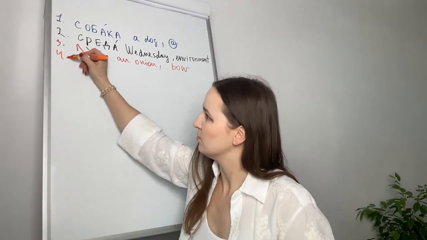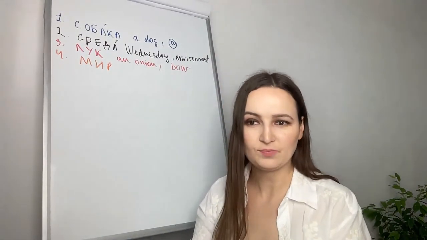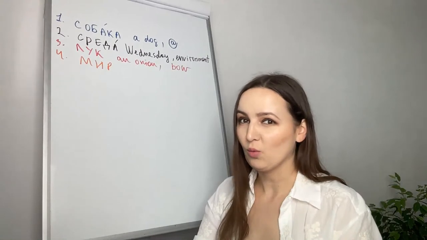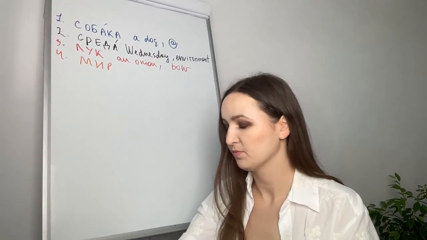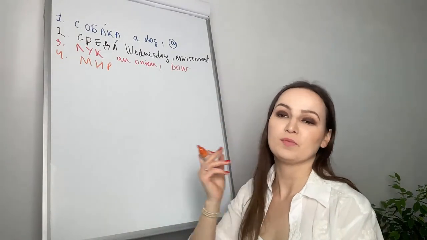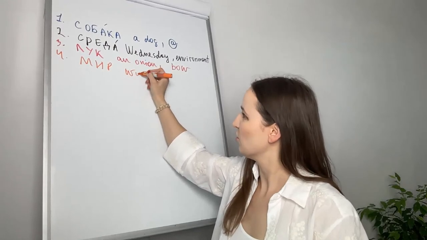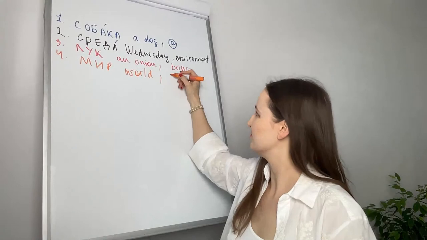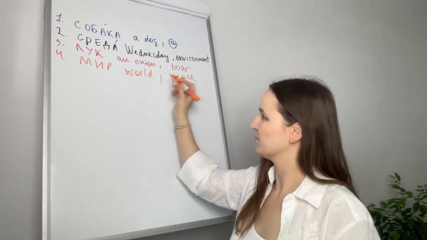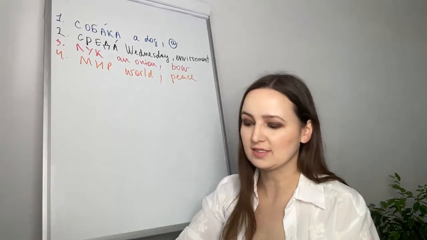Мир. It has two meanings as well. Which one do you know? Write in chat. Мир is world. Yes. World. And peace. Peace. So, мир has two meanings. World and peace.